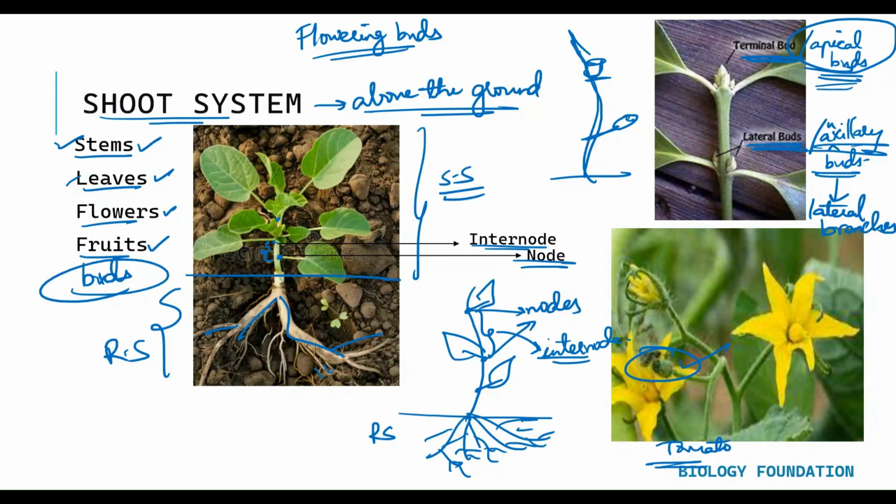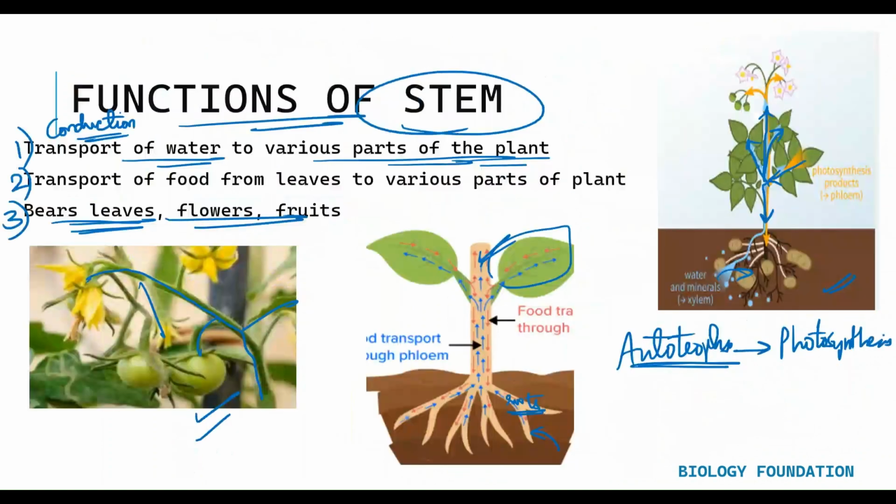The buds which are present at the terminal end of the stem are called terminal buds or apical buds. The buds which arise from the sides are called lateral buds or axillary buds, and there are flowering buds. Flowering buds give rise to flowers. The axillary buds give rise to branches or lateral branches in a plant. So, apart from the normal function, a stem also exhibits secondary functions or modifications.